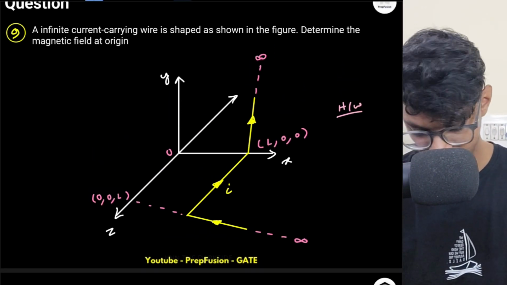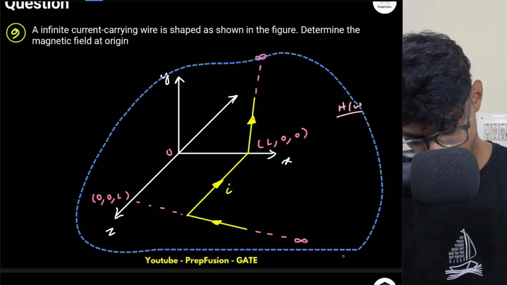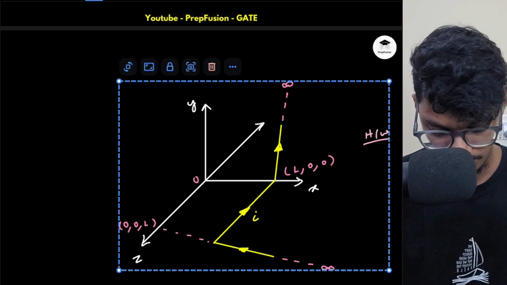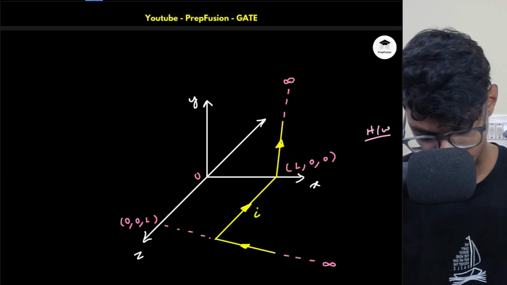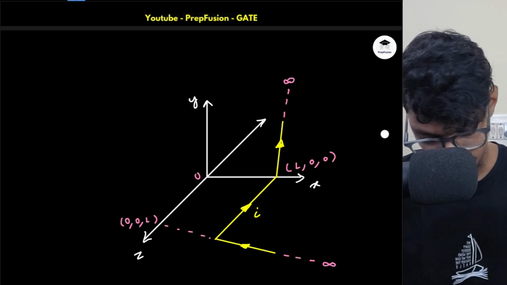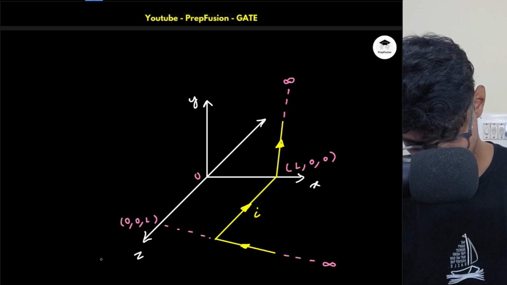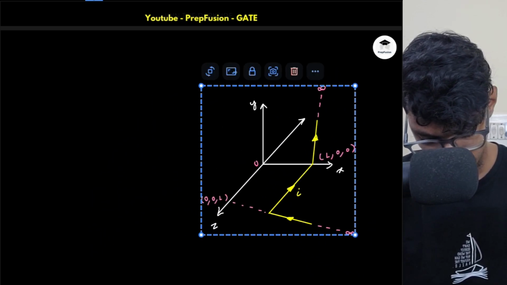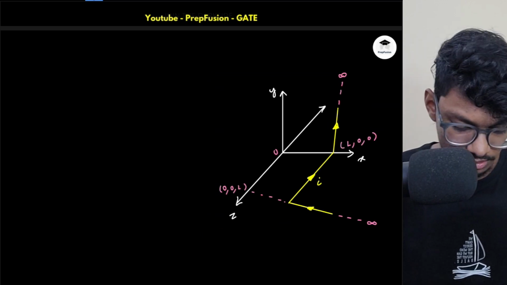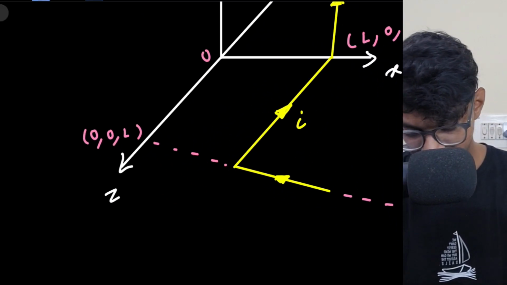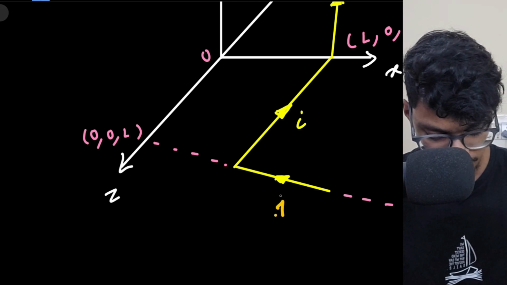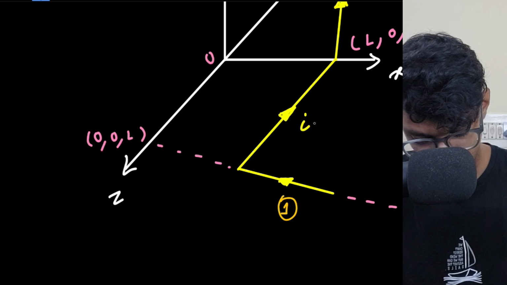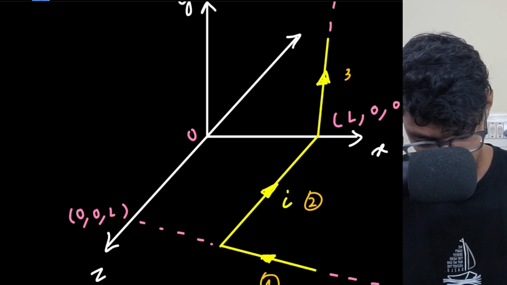So I will just copy this circuit, paste it over here, and delete this and reduce the size of this a bit. So I can break this down into 3 different sections. So this is section 1, section 2 and section 3.